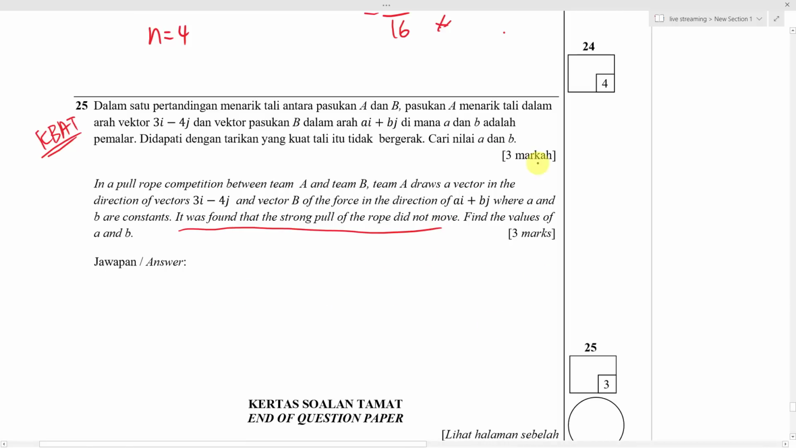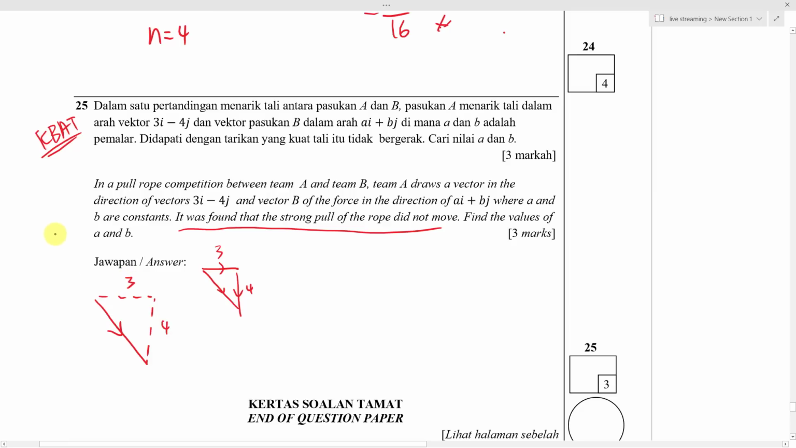Right now, we have team A over here, and team A actually draws the vector. So this vector is basically what? 3i, minus 4j. You should know 3 is moving 3 units, minus 4j is going down 4 units. So basically it's like this, isn't it? This one should be your vector. It's like this. So this is 3 and 4, right?